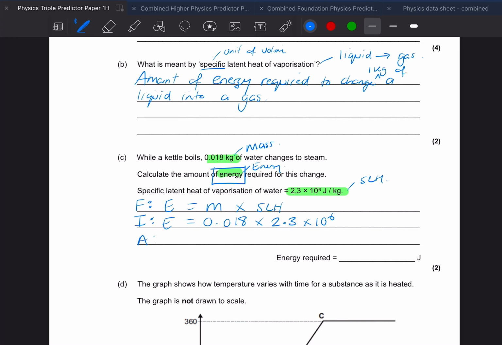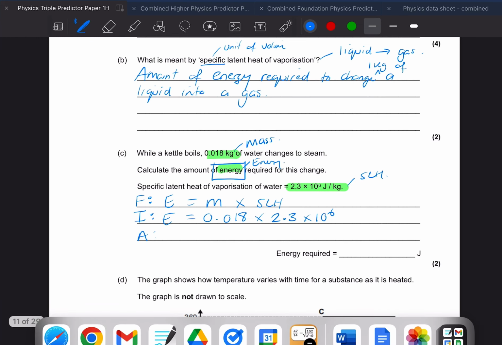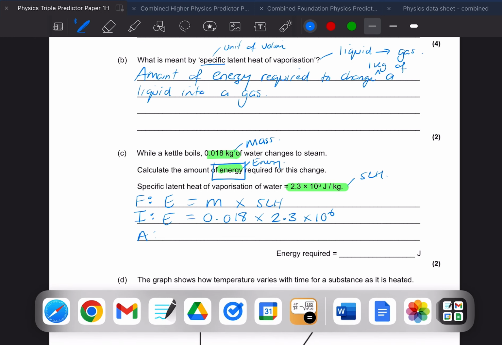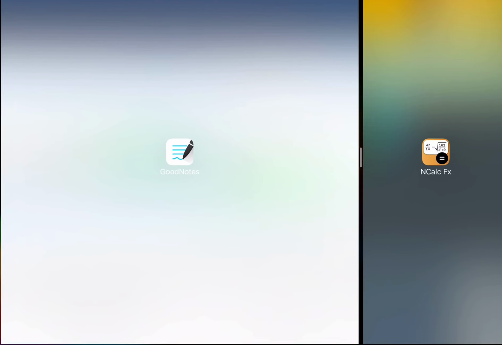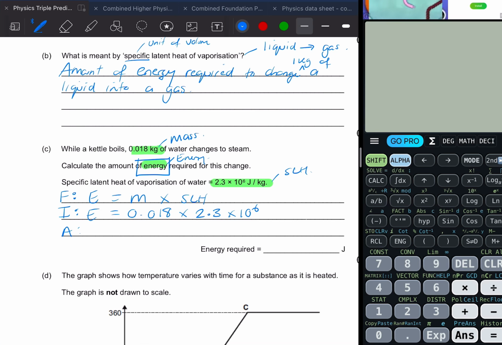I'm going to put my answer in here though, because I imagine we're going to get a big number here, so we might need to round it a little bit. Let's have a look. Come on, calculator, play nice. There we go. Right, so we've got 0.018 multiplied by 2.3 times 10 to the power of 6 gives us 41400. Well, it's not that big of a number.